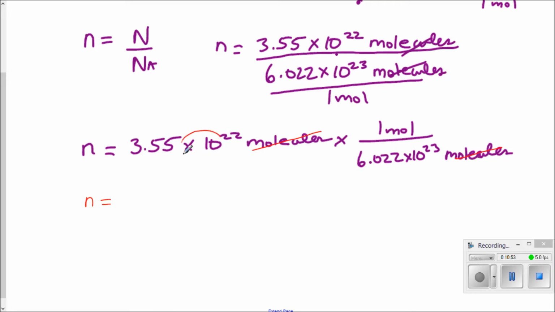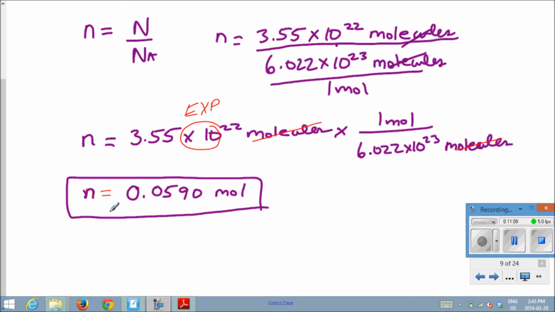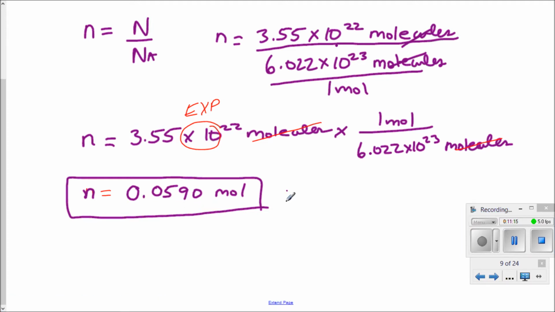Always remember, instead of times 10, put in EXP or EE. So in your calculator, write 3.55 EXP 22 divided by 6.022 EXP 23. And the answer you should get is the following. So the answer you should get is 0.0590 moles. And that is it. That's all there is to it.